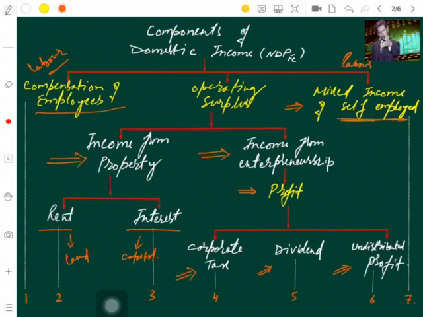So you will have to keep 7 things in mind. There are 7 components of domestic income. First, compensation of employees. You see the dotted lines going down. I have numbered them also. Compensation of employees. Number second is the rent. Number third is interest. Number 4th is corporate tax. 5 is dividend. 6 is undistributed profit, and 7 is mixed income.